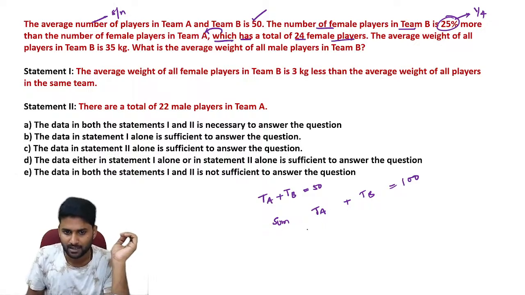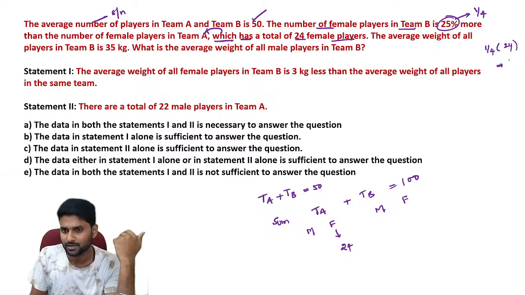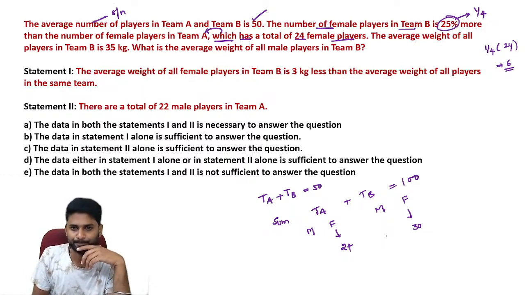Okay, let's find the number of male and female. They mention that in team A the number of male persons is 24. And we have a comparison. In team B the number of female persons is 25% more, it's all about one fourth. See, one fourth of females in team A is 24, right? So here 6 members are more. We can conclude that team B's number of female members is 30.